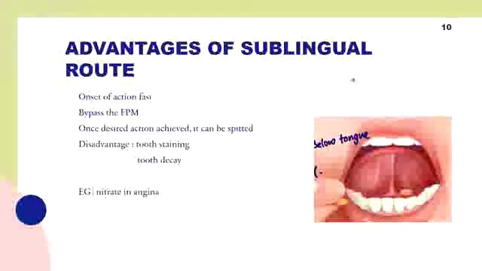Next, we give some tablets sublingually. See, there is the tongue, the tablet is below the tongue, sublingually. I gave the example of angina, where we take nitrates like this. And as I said, it bypasses first pass metabolism. So the advantage of the sublingual route is that onset of action is fast and it bypasses first pass metabolism, so more bioavailability is there. Once the desired action is achieved, it can be spat out, but its action is achieved quickly. Disadvantages are that it can cause tooth staining and tooth decay. And its example, as I said, is nitrate given in angina.